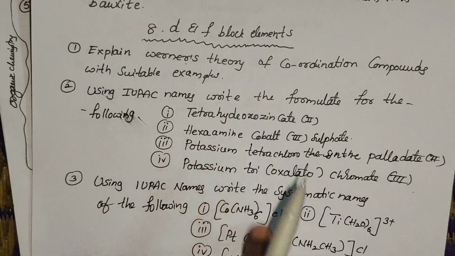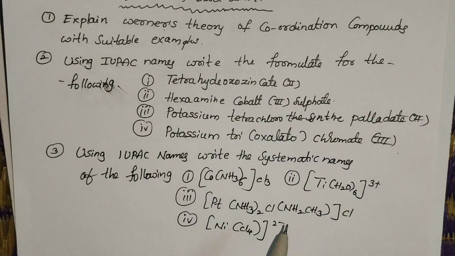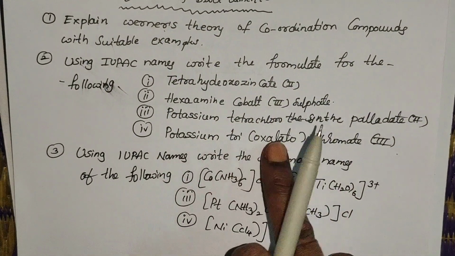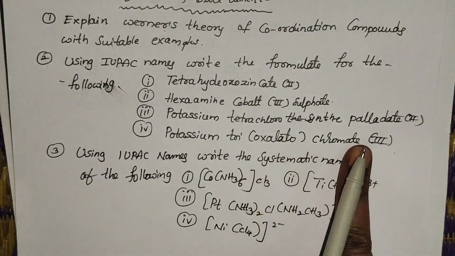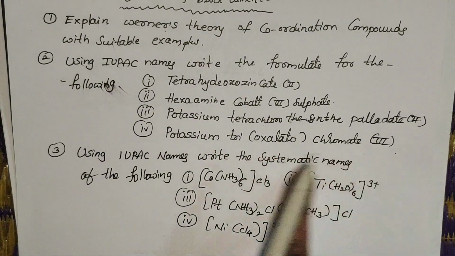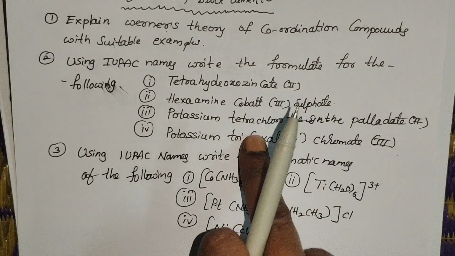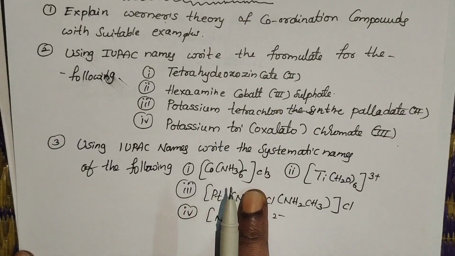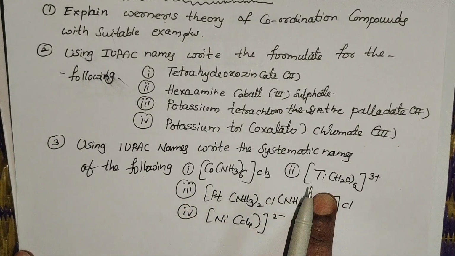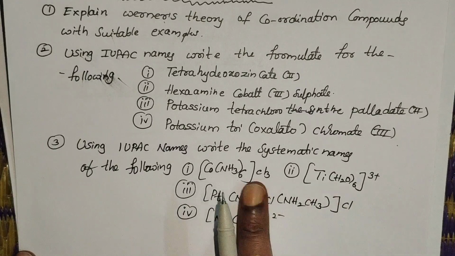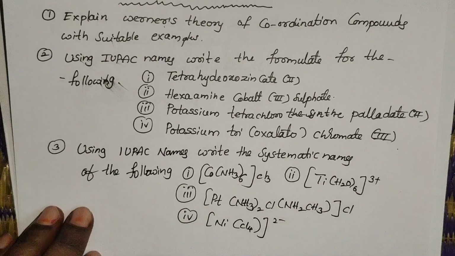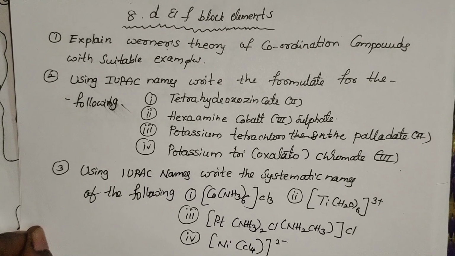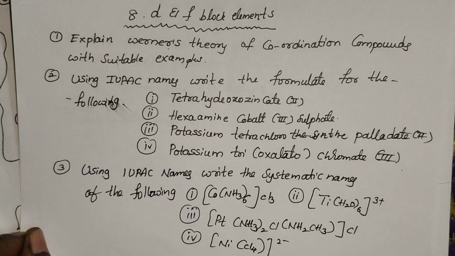IUPAC nomenclature: these are the 8 examples you have to learn. Actually we have 30 examples to learn. Check what those are: tetrahydroxozincate(II), hexaamminecobalt(III) sulfate, potassium tetrachloropalladate(II), potassium trioxalatochromate(III). Next, where names are given you have to write the structure, and where structures are given you have to write the name. Such as [Co(NH3)6]Cl3, hexaaqua titanium compounds, nickel compounds, platinum compounds. Once again I am telling, these are very, very important questions. First you learn these questions, then other questions.